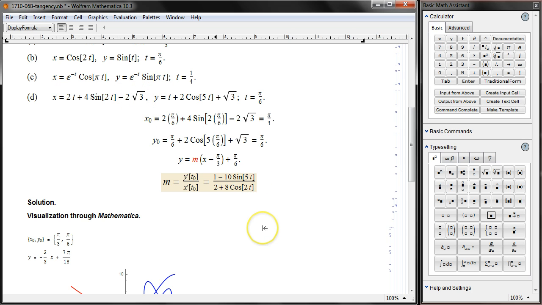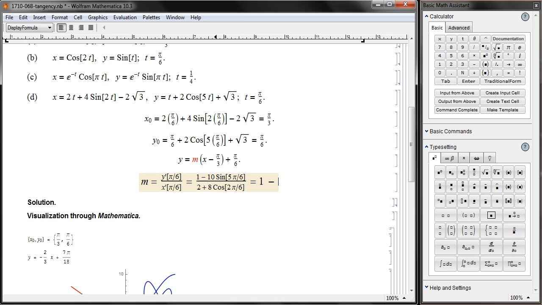By the way, this is the derivative computation. After plugging in t naught, what is t naught in this particular case? It's pi over 6, isn't it? So pi over 6 goes here, pi over 6 goes here. And this turns out to be 5 pi over 6, and then this is 2 pi over 6, equivalently pi over 3.